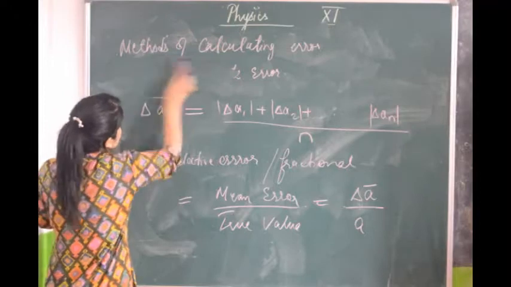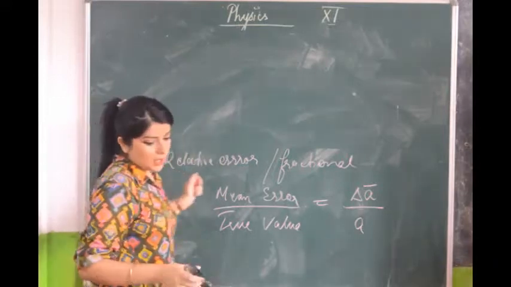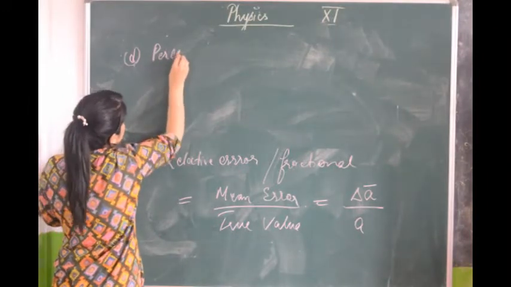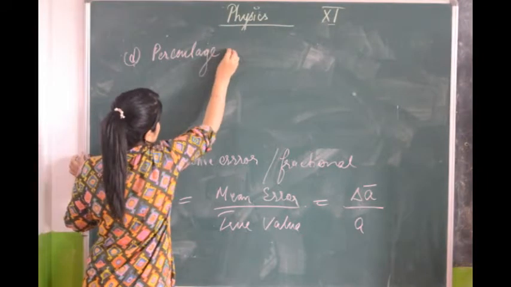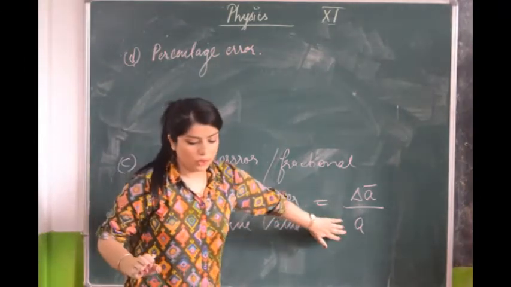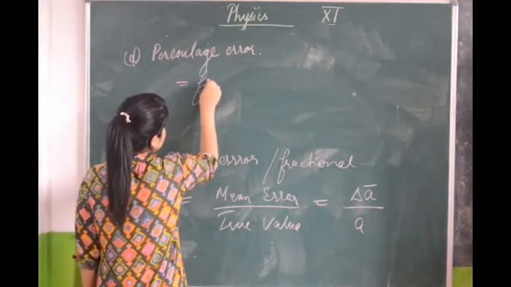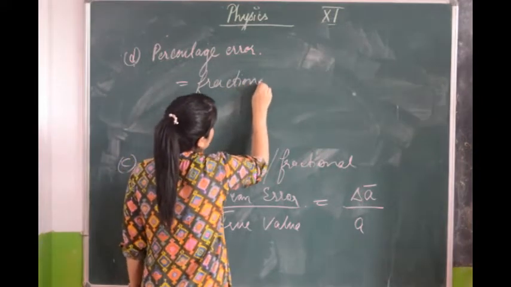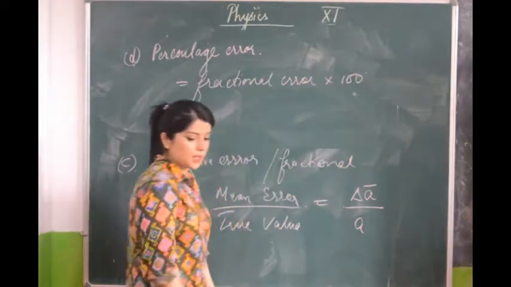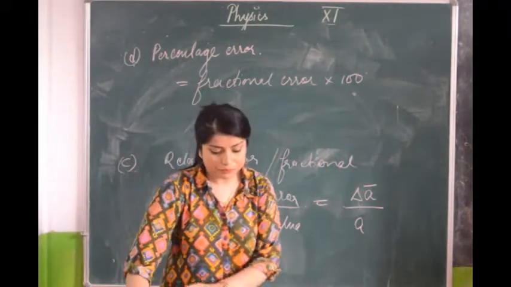Now another formula for calculating error, the last one, is percentage error. So percentage error is to convert this value into percentage. How do we convert that? Multiply it by 100. So it will be fractional error into 100. This is how we convert a fractional error into a percentage.